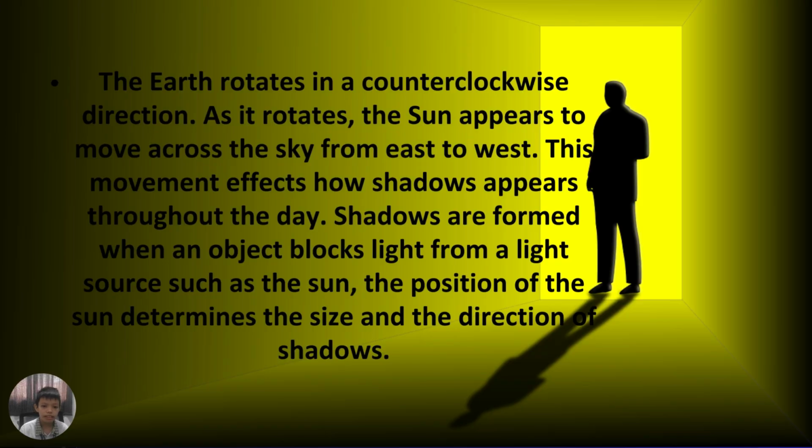The Earth rotates in a counterclockwise direction. As it rotates, the sun appears to move across the sky from east to west. This movement affects how shadows appear throughout the day. Shadows are formed when an object blocks light from a light source, such as the sun. The position of the sun determines the size and direction of shadows. Now, let's watch a short video to see how the sun movement affects shadows.